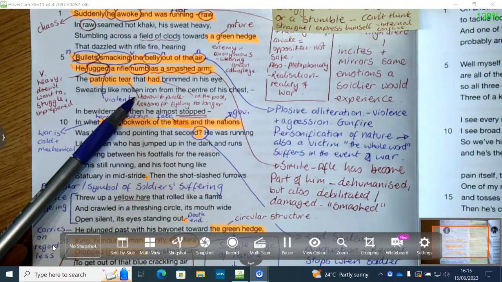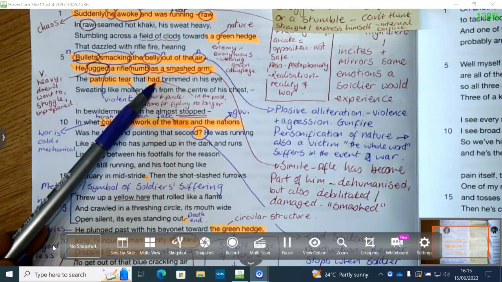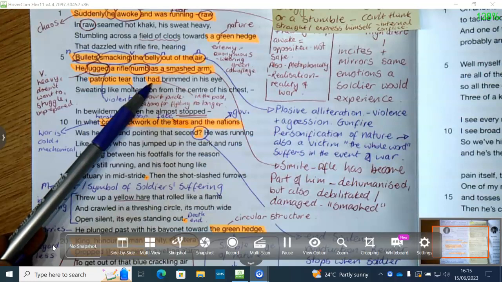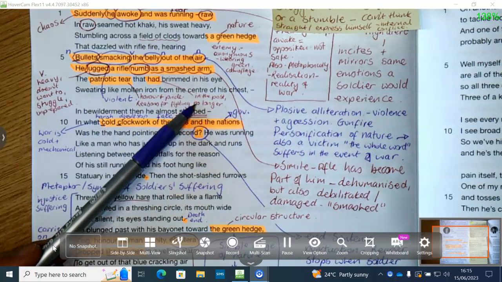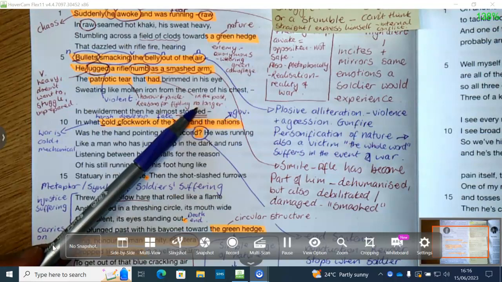Yeah, he thought he was doing a good thing, and he wanted the status, essentially, I guess, of going to war. But we need to pick up on the fact that this is in the past tense. It had brimmed in his eye, and that suggests that it no longer does. Okay, so he seems to have lost his sense of purpose. He doesn't know why he's fighting anymore.